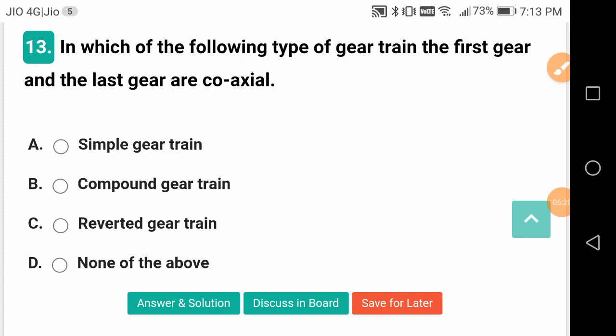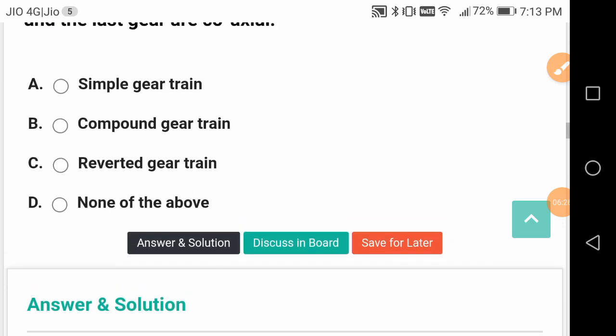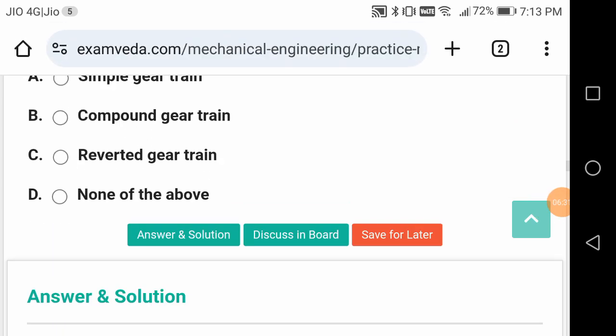In which of the following type of gear train the first gear and last gear are coaxial? It is a reverted gear train. They are used on the clocks. Reverted gear train.